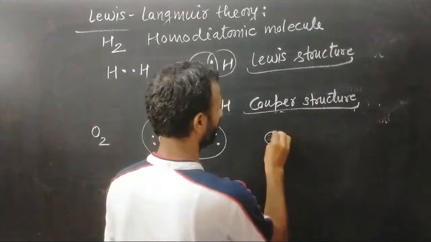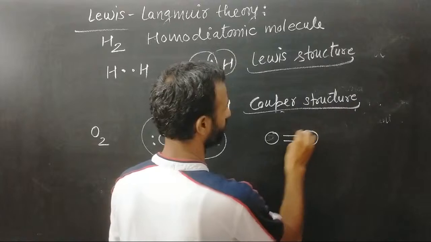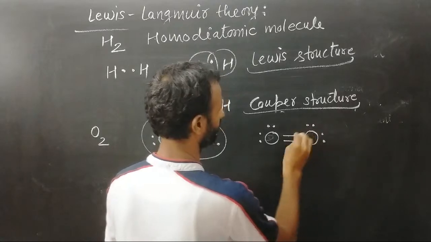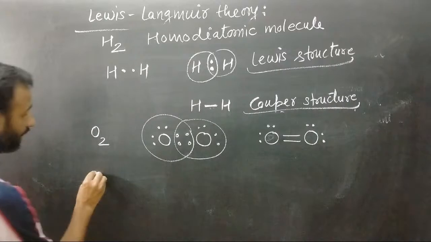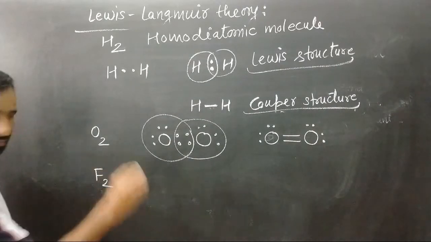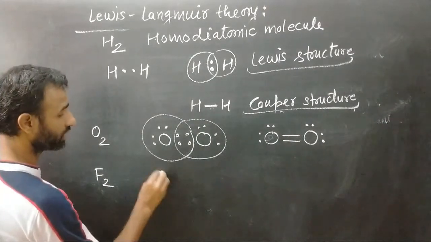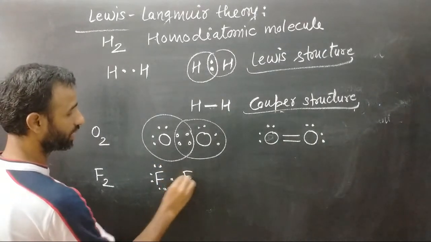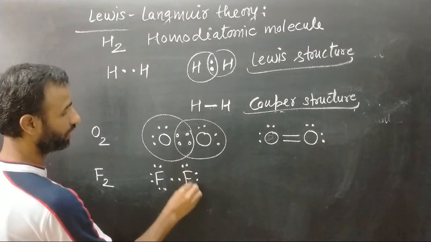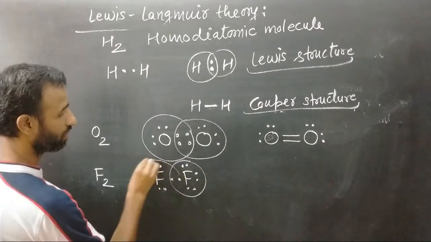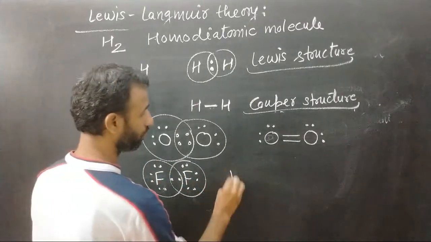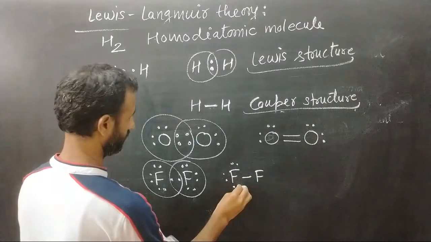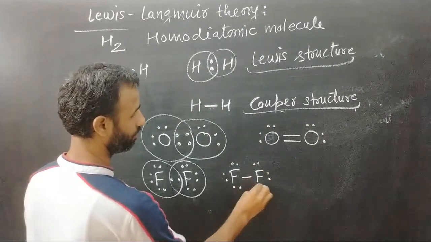So there is a formation of double bond. What about fluorine? F2. Only one, because fluorine has atomic number 9. It has 7 valence electrons. If it shares 1 electron, each fluorine will acquire octet of electron. So in fluorine, there is single bond. Okay.